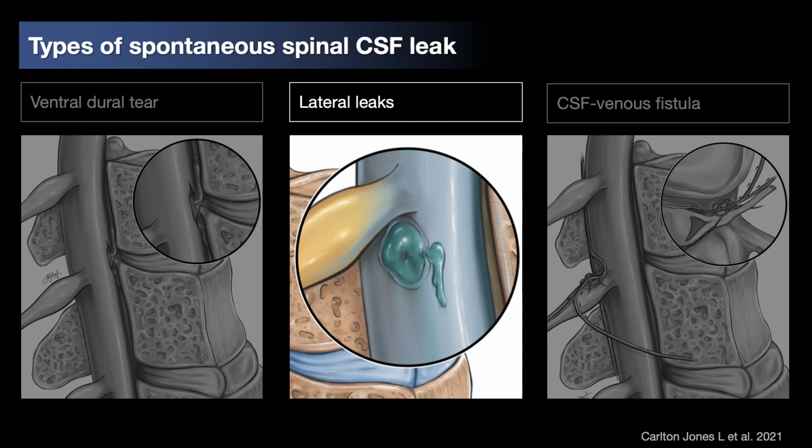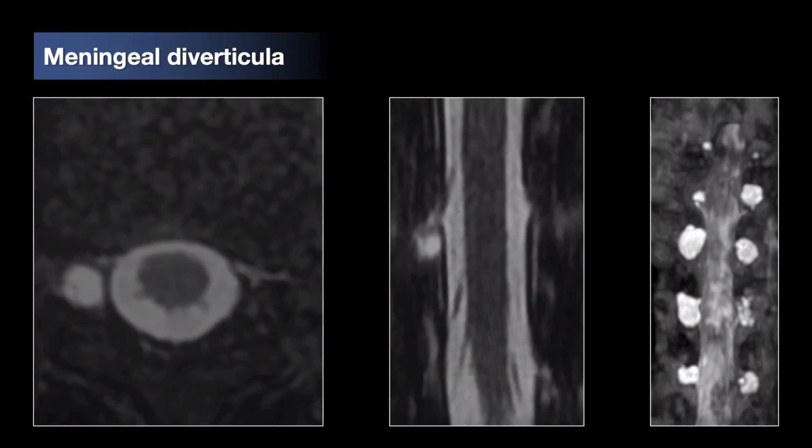Now, these are most commonly found at the axilla of a nerve root, and they may have a broad base with it. You can sometimes see meningeal diverticula on MRI studies, and they can be multiple, particularly in patients with underlying connective tissue disorders, but it's pretty difficult to predict from MRI studies which is the one that's leaking. It's not always the largest.